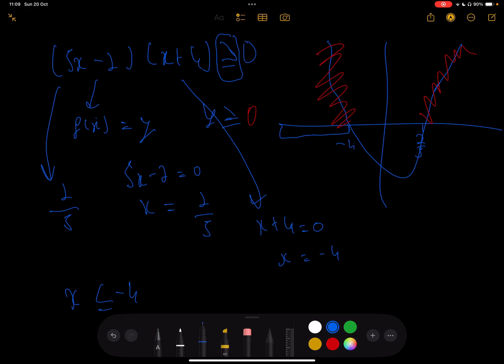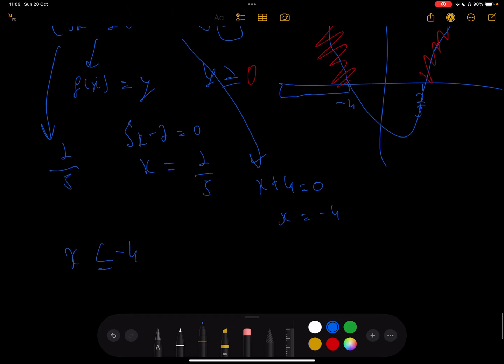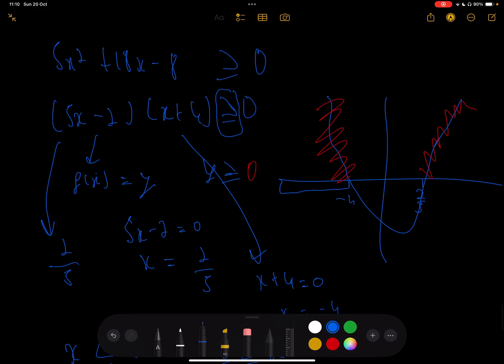And then what about 2 over 5? Well, x has to be greater than 2 over 5. So 2 over 5 is less than or equal to x, right? Because why? Well, look here. We're focusing on this segment of the graph here. And this is where y is greater than 0, right? So where is y greater than 0? It's over here, where x is greater than 2 over 5.